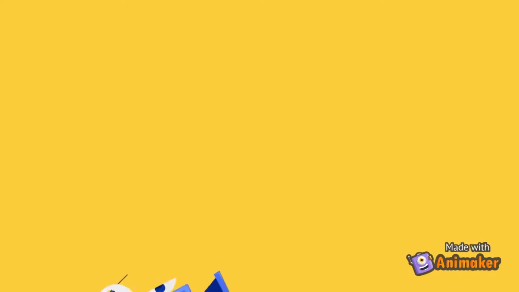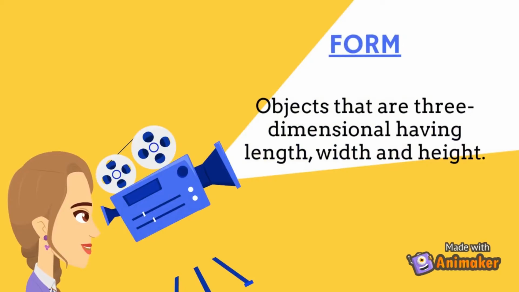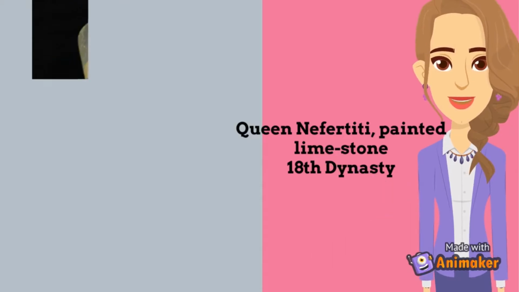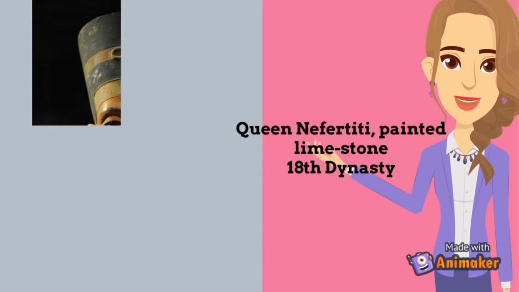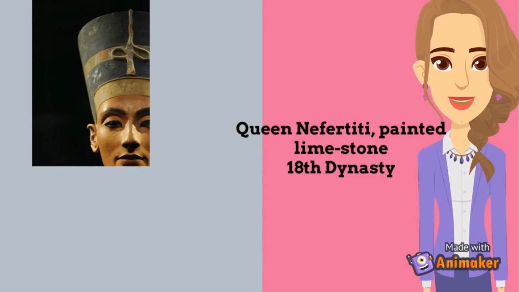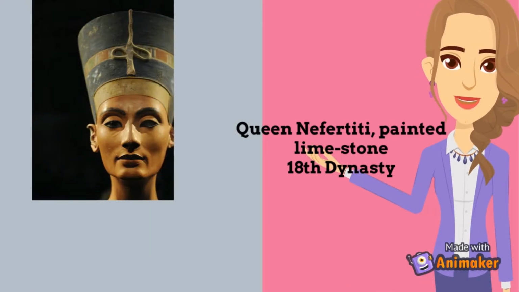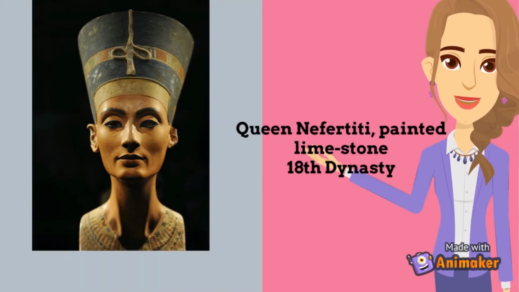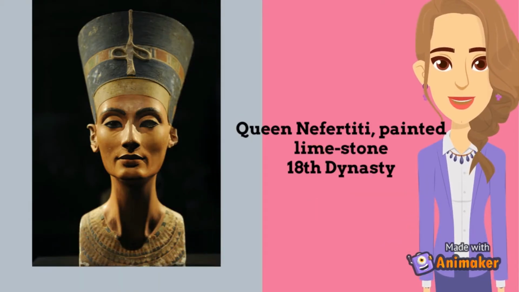Next element is what we called form. Objects that are three-dimensional having length, width and height. They can be viewed from many sides. Forms take up space and value. Let's focus on the best example of form during Western and classical art. Queen Nefertiti. It is painted in a limestone in 18th dynasty during 1357 to 1375 BC. And it really has its own form.